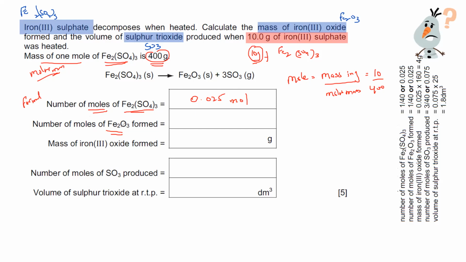The second part, they're asking the number of moles of iron 3 oxide formed. Is any information given about iron 3 oxide? We don't have any information about iron 3 oxide, nothing is given. So if nothing is given, how to solve that part? We'll use a ratio.